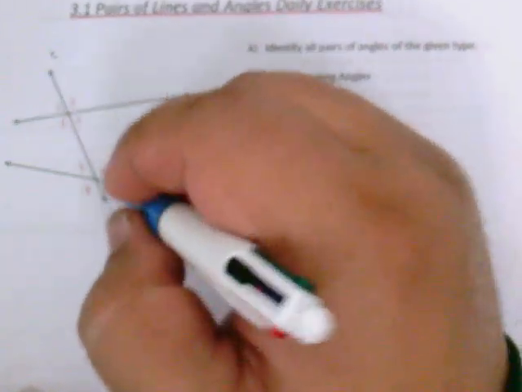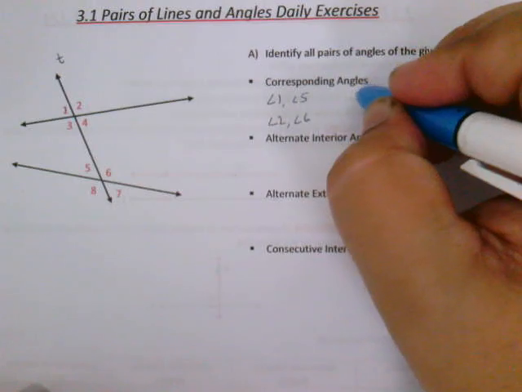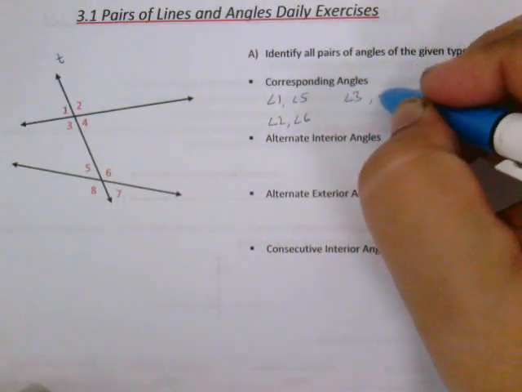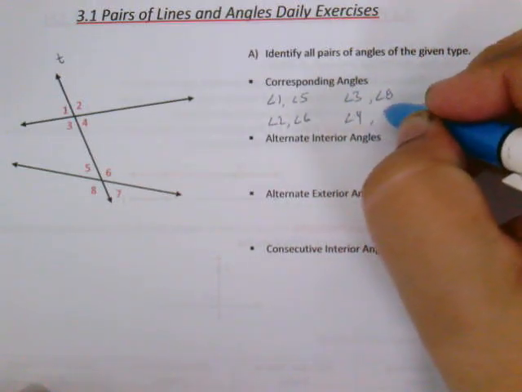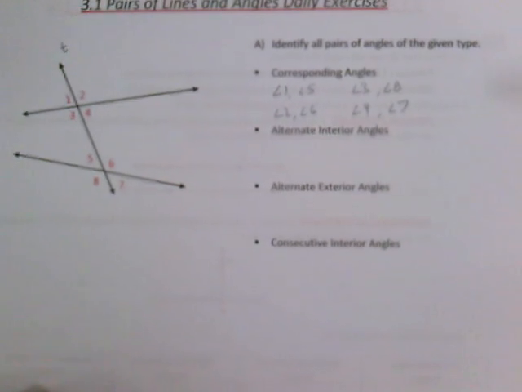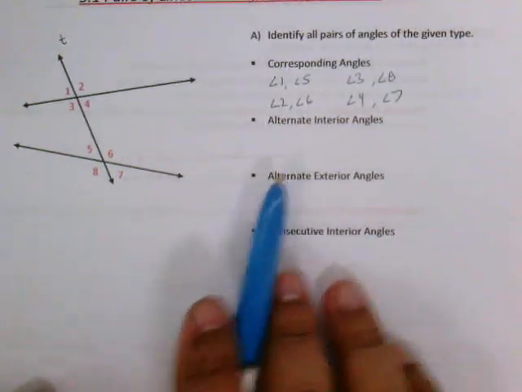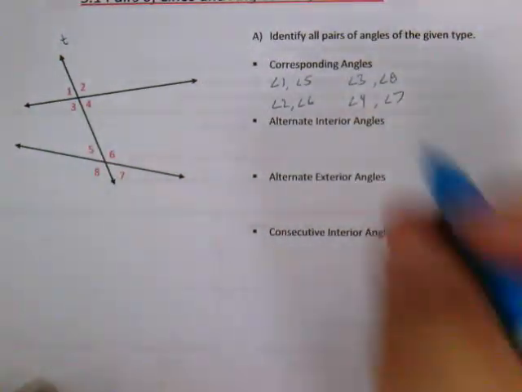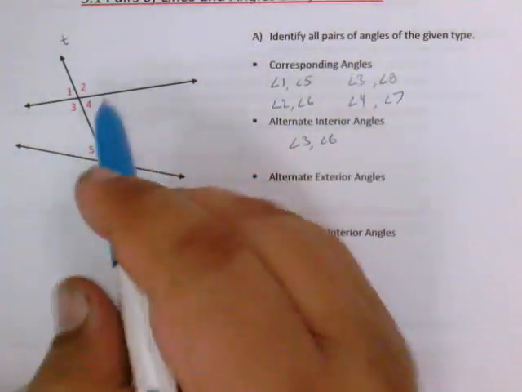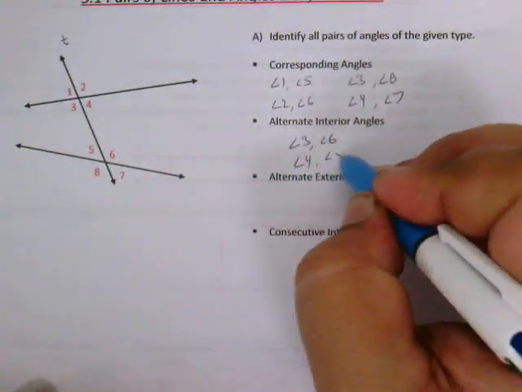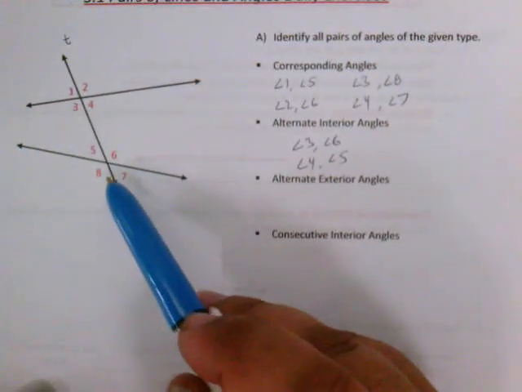So are 2 and 6, 3 and 8, and 4 and 7. There are 4 sets of corresponding angles. Alternate interior angles: first of all, interior would mean between the two lines here. Alternate would mean they're on different sides. So 3 and 6, 4 and 5. Exterior would be on the other side, on the far sides of the two lines here.